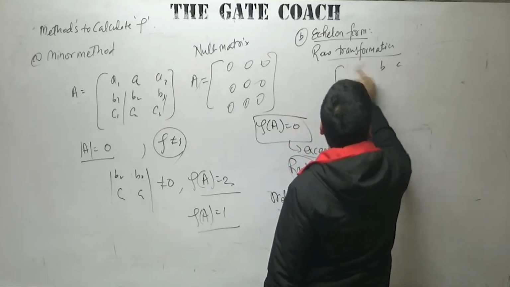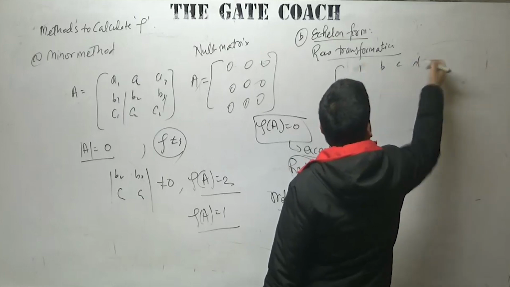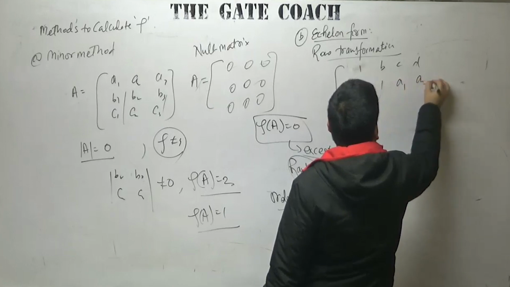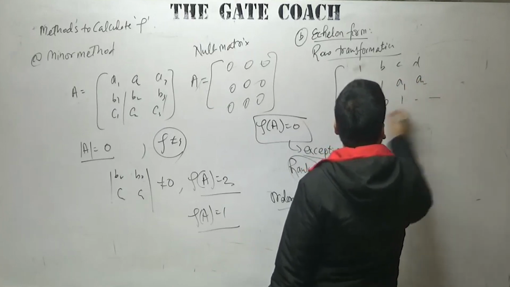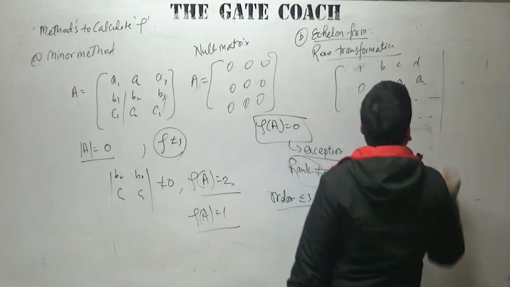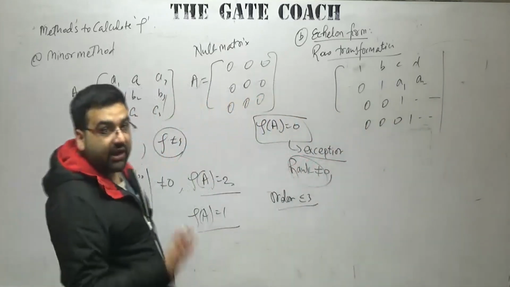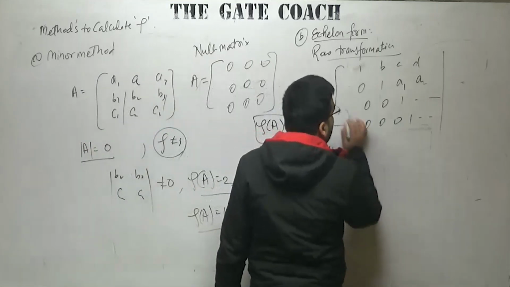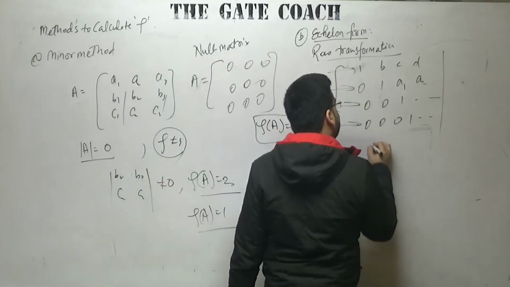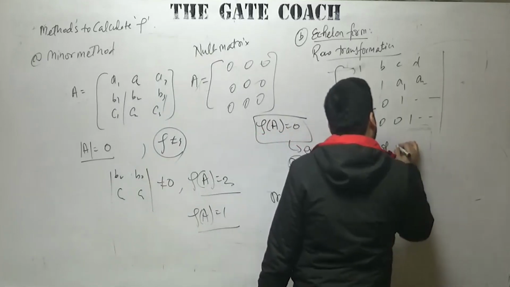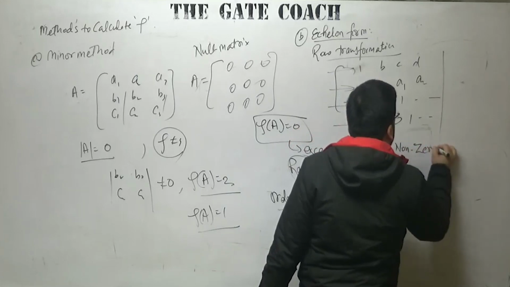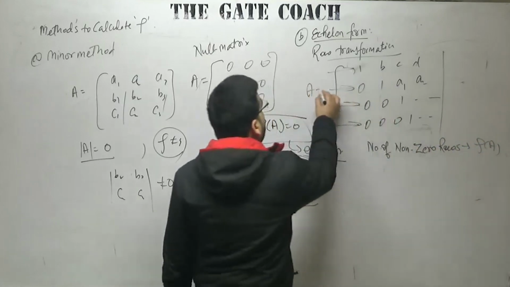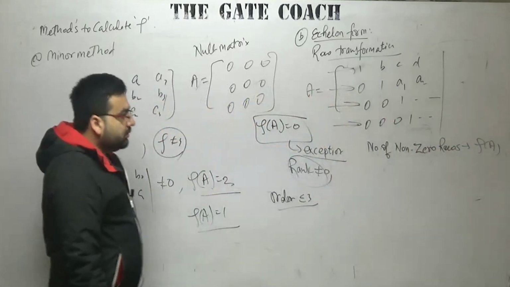1, B, C, D, E, let's say 4 cross 4 matrix, 0, 1, A1, A2, 0, 0, 1, something, something, 0, 0, 0, 1, something, something. You try to make this matrix into this form. If you can successfully make this matrix into this form, then calculate the number of non-zero rows. The number of non-zero rows will give you the rank of the matrix A.